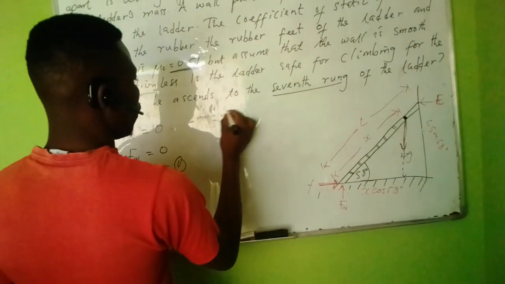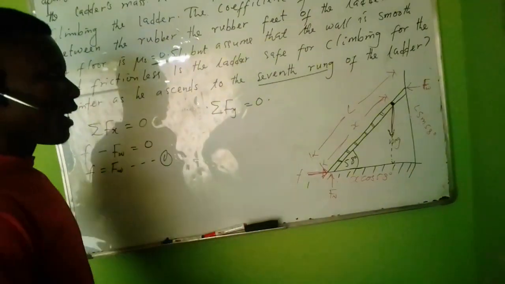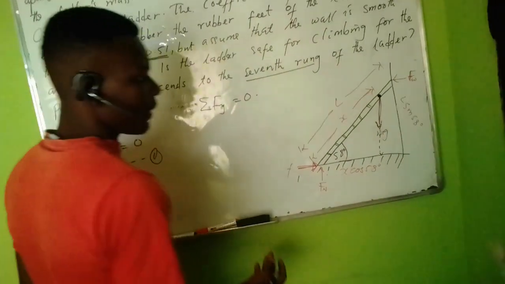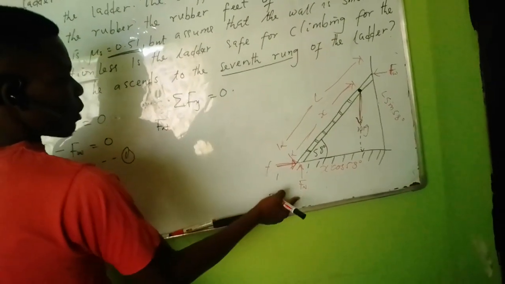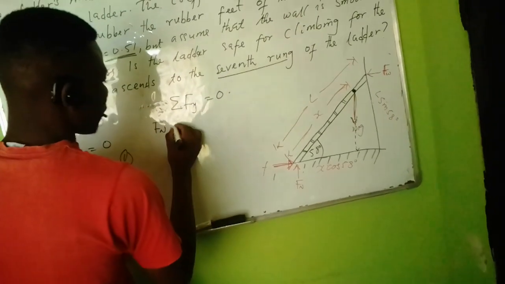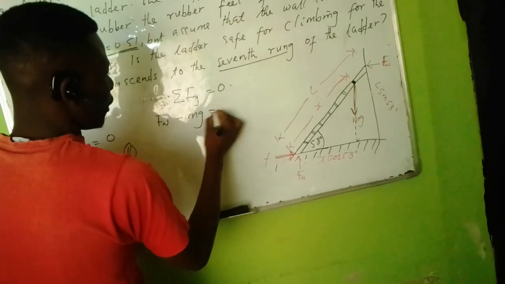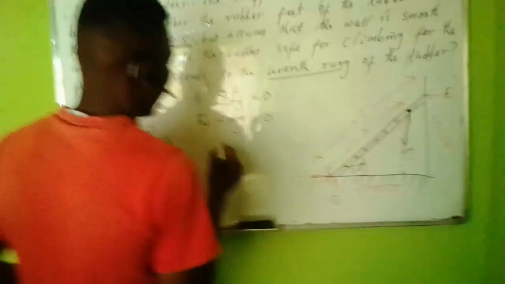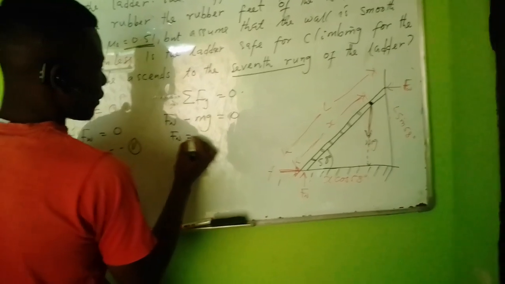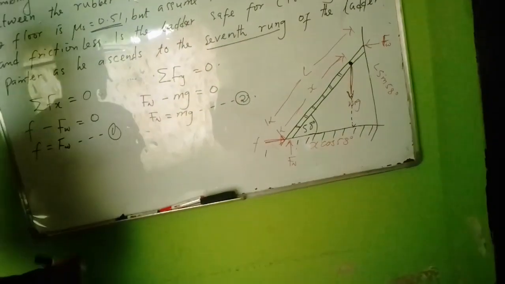And then I also have the summation of forces in the vertical. Now, in the vertical, the forces I have is basically this normal force minus the weight of the painter equal to 0, because remember that we've been told that we should ignore the mass of the ladder. So we're going to have normal force being equal to mg. And that is my equation 2.